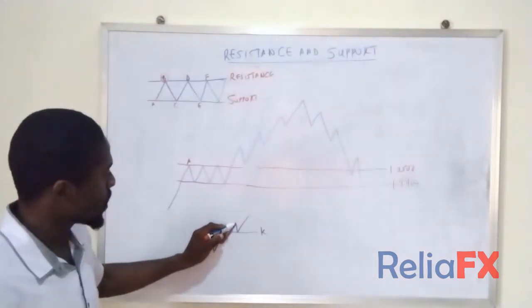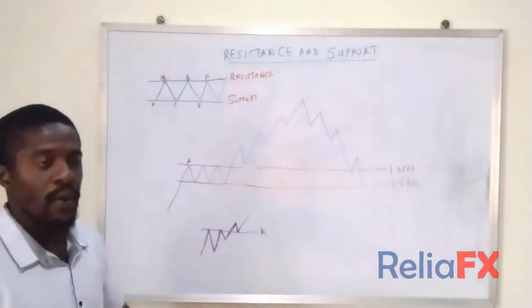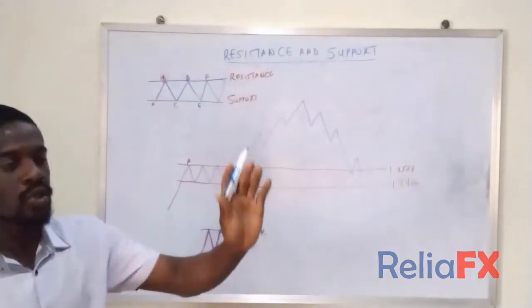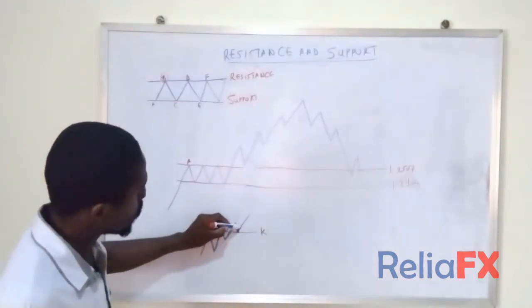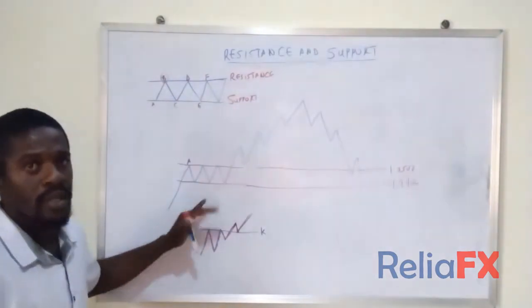Okay? And when price comes back to it at this point, it's treating it as support. And when price gets to support, what happens? It's prevented from going lower. So price has to continue its upward movement, and that is what we have here. So this is a good example of resistance becoming support.